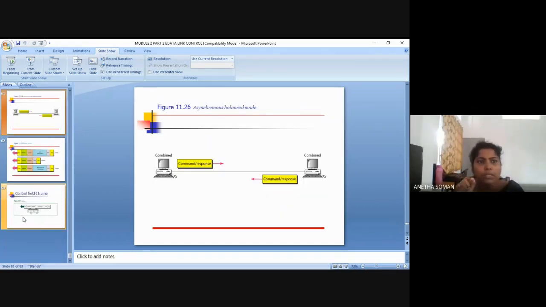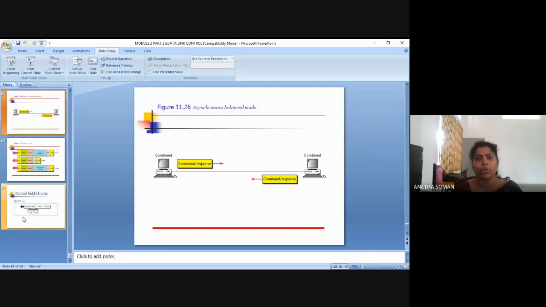Now, the second one is called the asynchronous balanced mode. What type of configuration is this one? Balanced mode. The configuration is balanced, meaning the link can only be a point-to-point link, where both the stations are of combined type. Combined type in the sense both can send commands as well as respond. So the link is point-to-point and each station can act as a primary station or a secondary station.